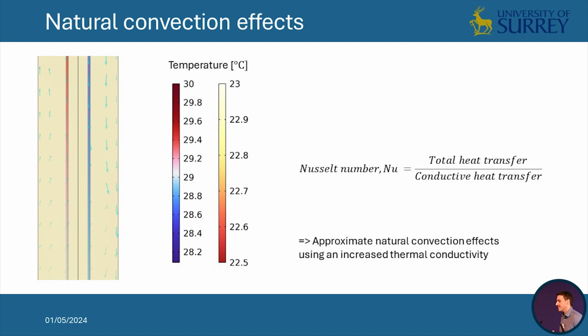So essentially, the idea here is that by increasing the conductivity, you're accounting for these mixing effects by allowing heat to transfer more easily. The gear to turn to do this is the Nusselt number, which is the ratio of total heat transfer over conductive heat transfer. So essentially, the higher the Nusselt number you use, the more you account for the convective effects taking place.